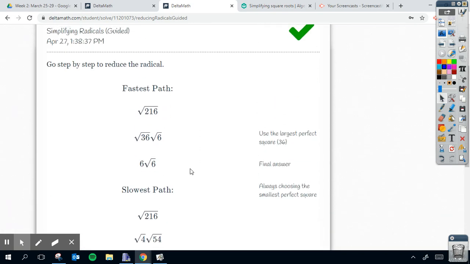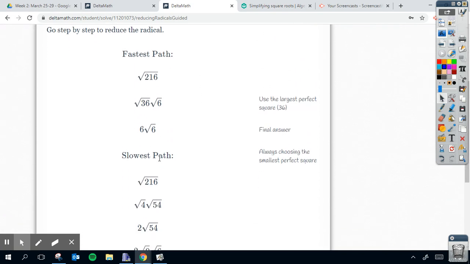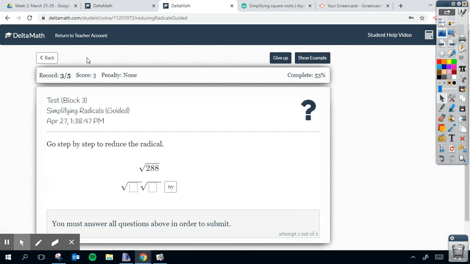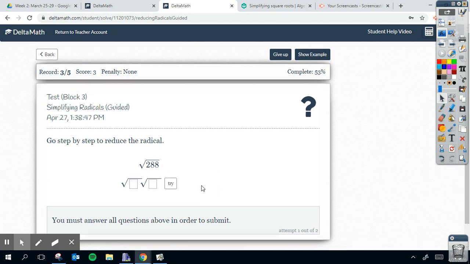So if you are confused, you can go through the explanations. They give a pretty good description of the process. You guys are going to have 5 of these types of problems.